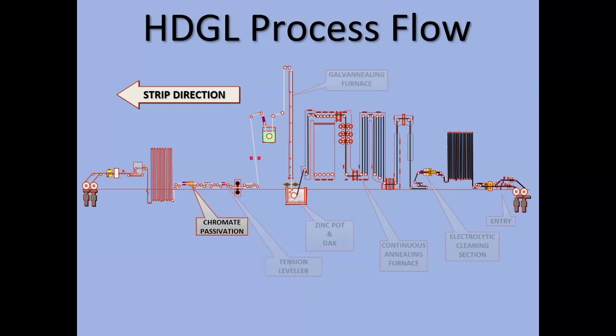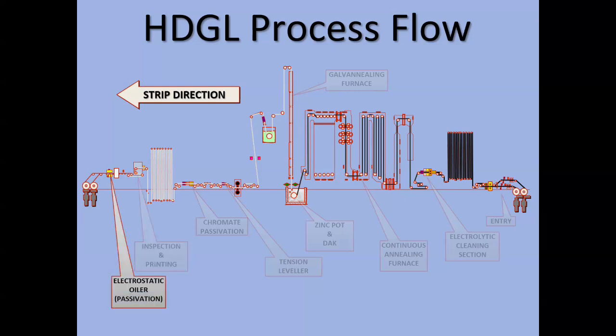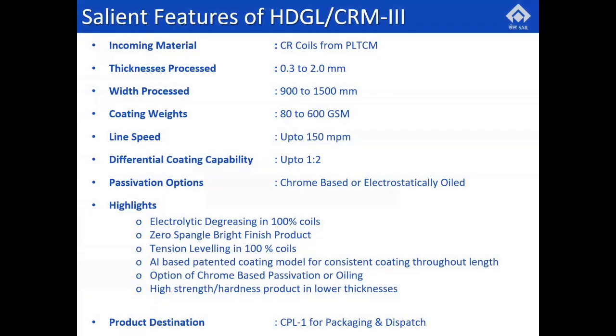To prevent white rust, as Dr. Sahu was rightly saying, white rust is a major issue in galvanized products across the globe. To prevent white rust, we have two options of passivation. One is chromate-based passivation and the other is electrostatic oiling. Commercially, till now, we have only provided chromate-based passivation. We are also capable of providing electrostatic oiling passivation if customer requirement arises. So that's in brief about the process of galvanizing.